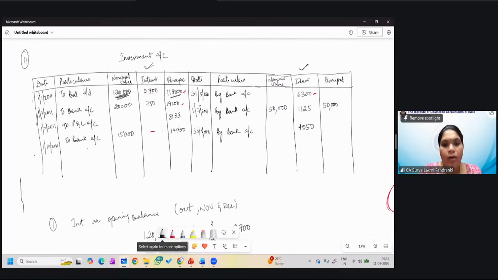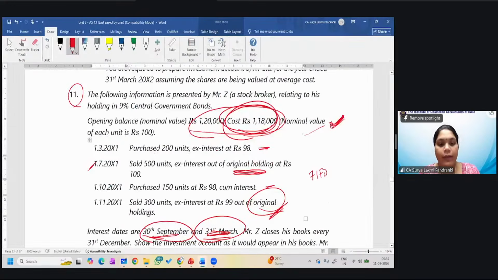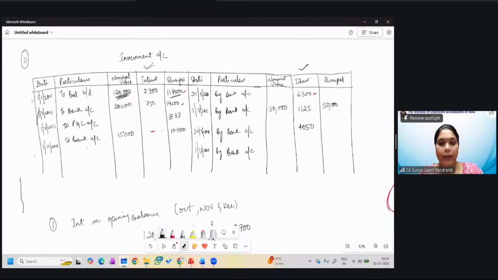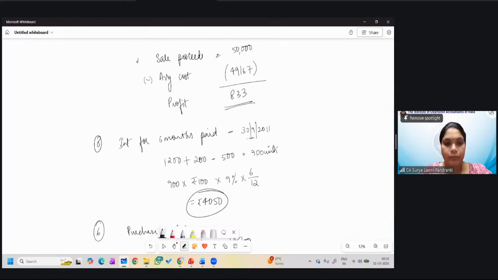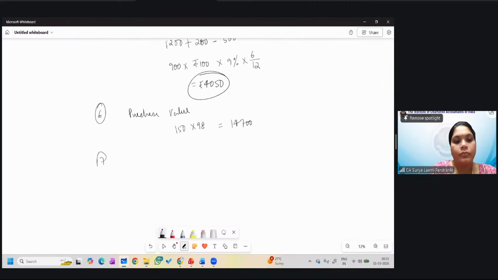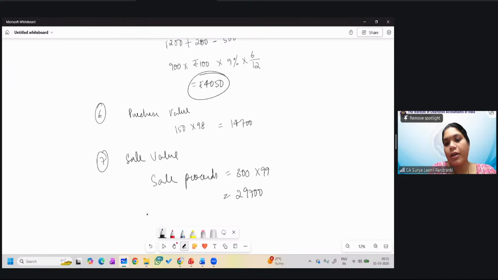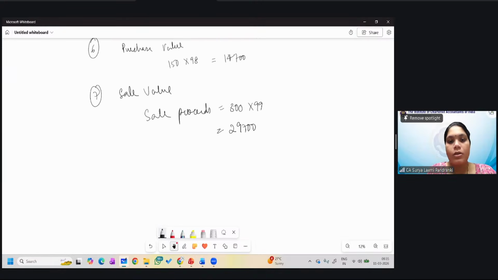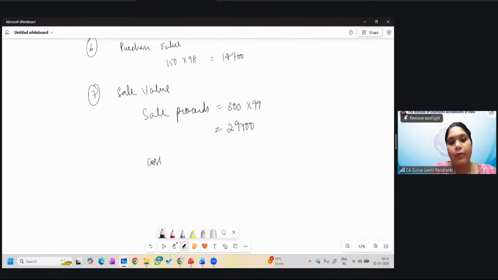So it is just the sale on 1st November. 1st November 2011, we have the bank sale. How much is the sale value? 300 units were sold for 99. It's 29,700. Okay.